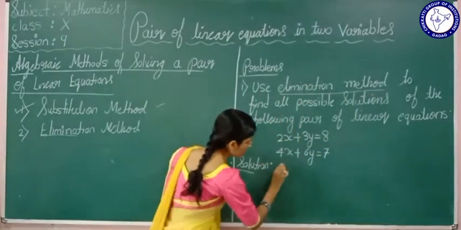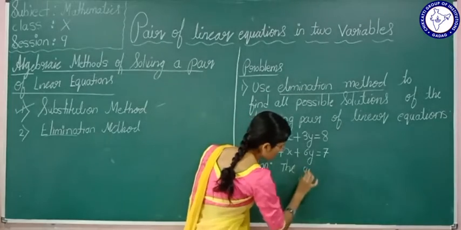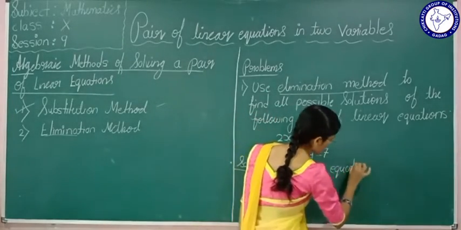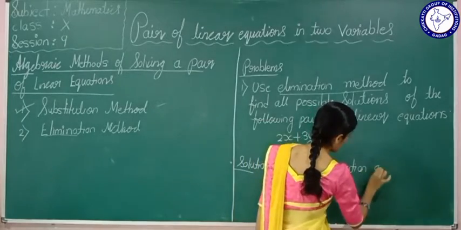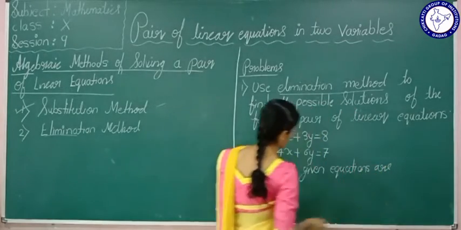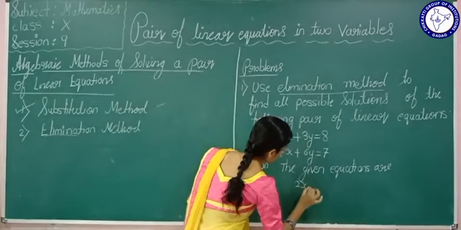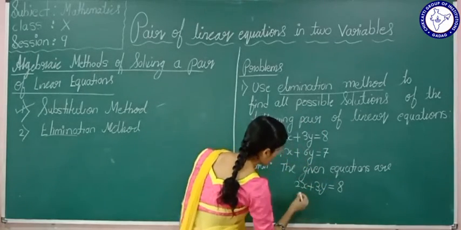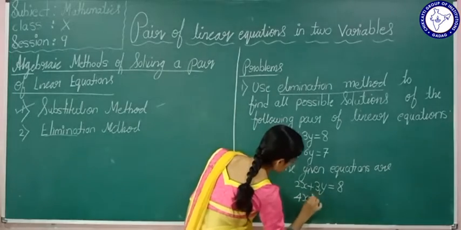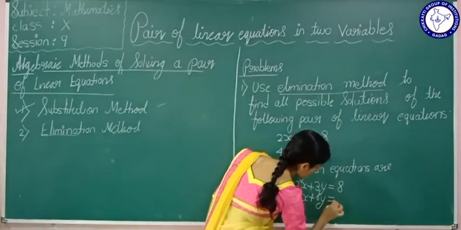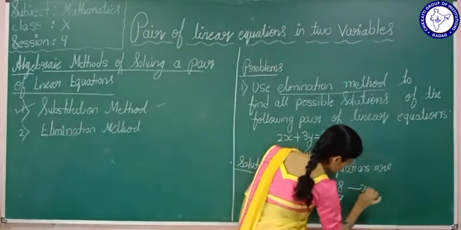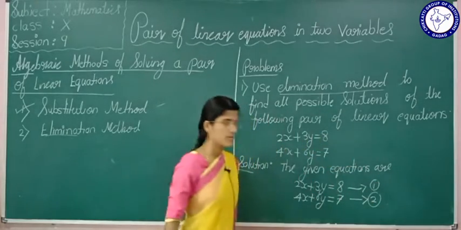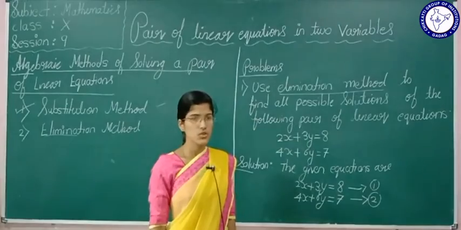First I will write the given equations: 2x plus 3y is equal to 8, 4x plus 6y is equal to 7. This is equation number 1 and this is equation number 2.